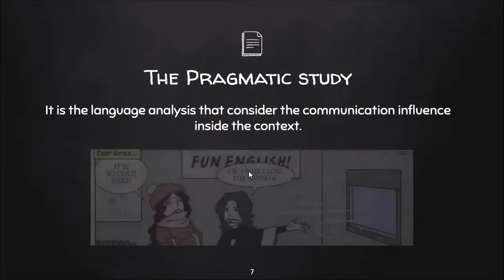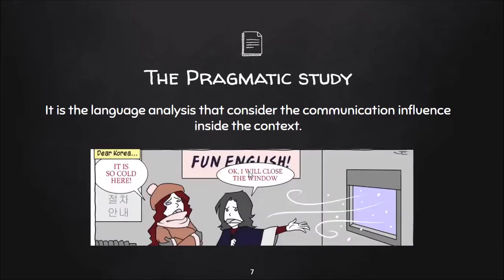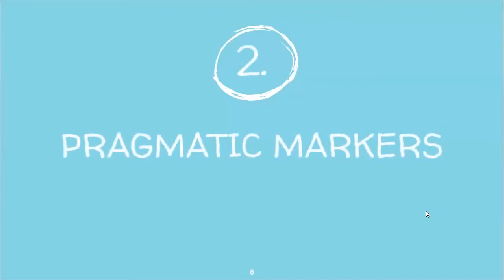So go next to see the example. This example is like the girl saying, it's so cold here. So when you say it's so cold here and the window is open, you understand implicitly that you have to close the window. So this is pragmatic. When someone says something and you have to understand beyond that. So I explained that to explain to you what those pragmatic markers are. And I gave this introduction to explain the objective of the research.